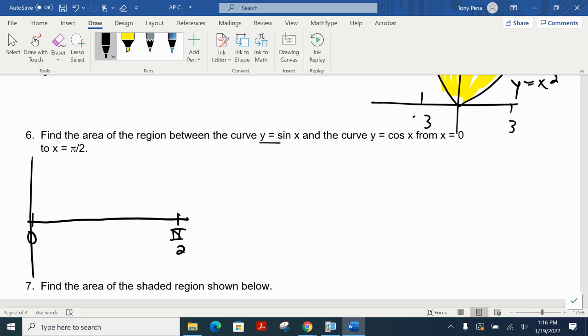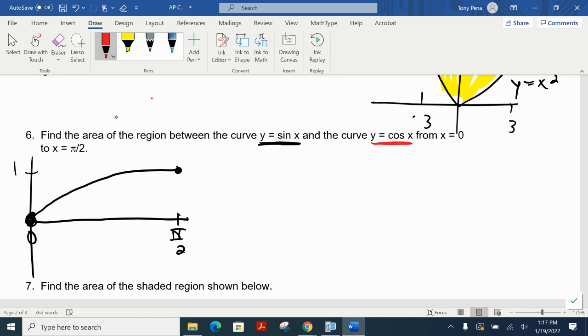We're going to do the sine curve first. So what is the sine of 0? 0. So we're going to go through the origin with the sine curve. What is the sine of pi over 2? 1. And then just kind of know what the sine curve looks like. It's obviously a wave graph. So sine of x in this interval should kind of look like that.